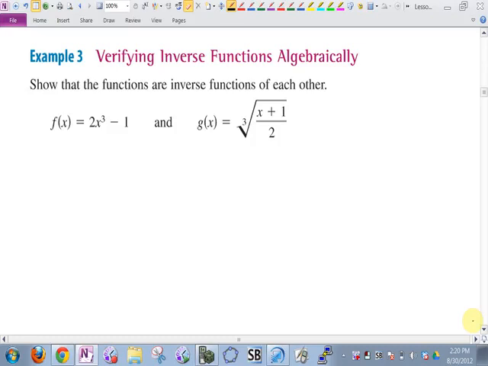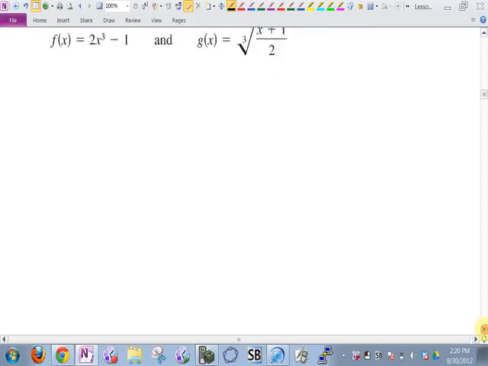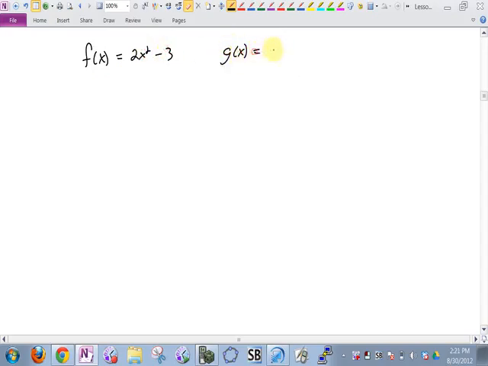I'll tell you what, before we go and prove these functions are inverses, real quick, let me just make up two random functions here. What do you think? Think those might be inverses of each other? 2x squared minus 3 and x plus 13? No, probably not. So let's prove that they are not.